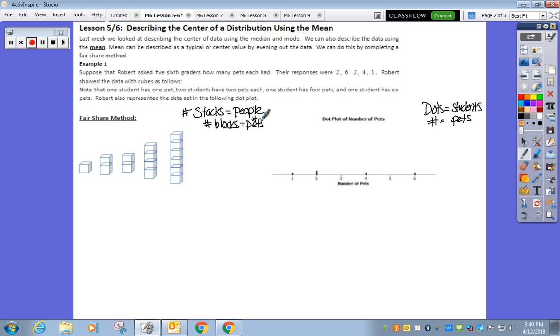All right, so what we're going to do is use this fair share method to find the mean. I'm going to have you start by just drawing a line down the center of your paper so that you can separate the two. In the fair share method with blocks, we want each stack to have the same number of blocks. We do this in steps, and the first step is to take one from the highest stack and move it to the lowest stack.